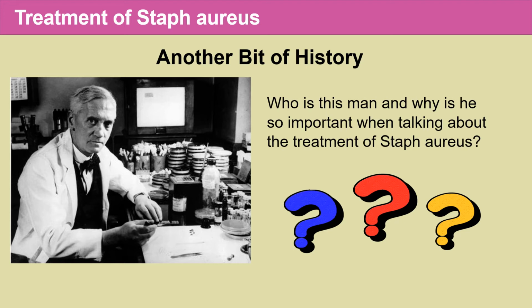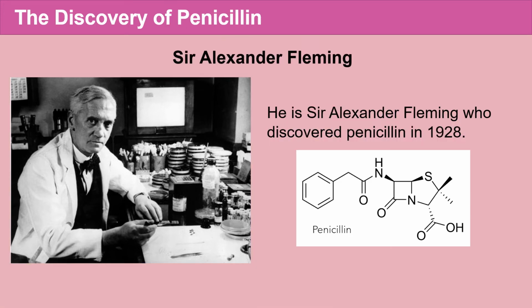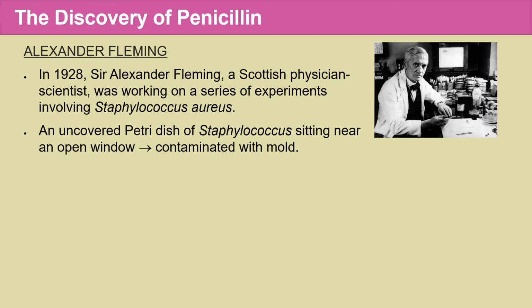So another bit of history to talk about. Who is this man and why is he so important when we're talking about the treatment of Staph aureus? Well, if you guessed Sir Alexander Fleming, you are correct. He is the one who discovered penicillin in 1928. Fleming was a Scottish physician-scientist who was working on a series of experiments which involved Staphylococcus aureus. He did this in 1928.